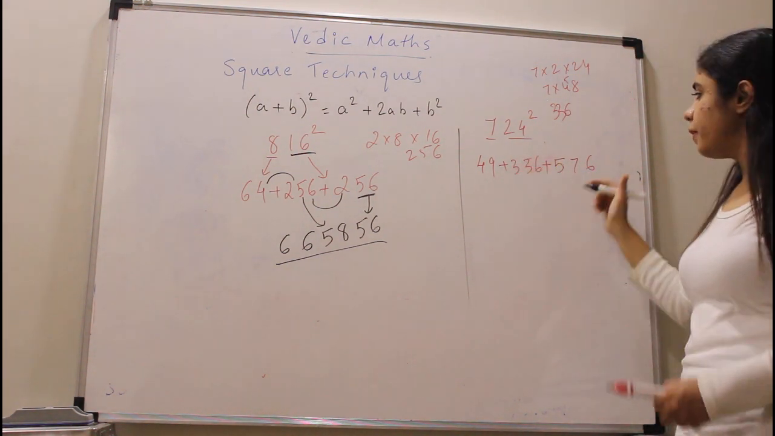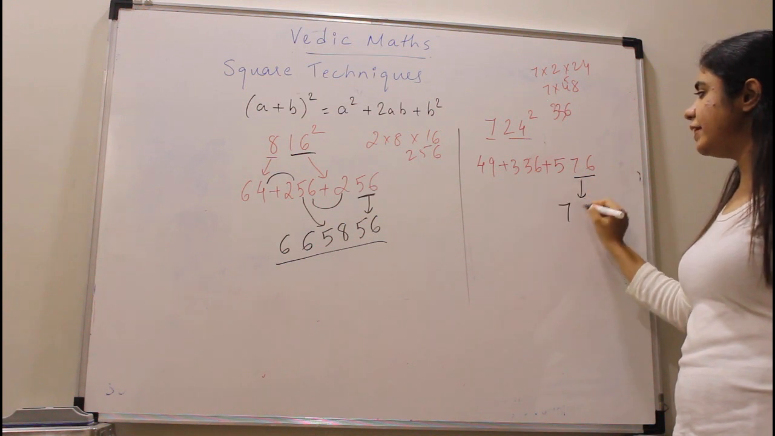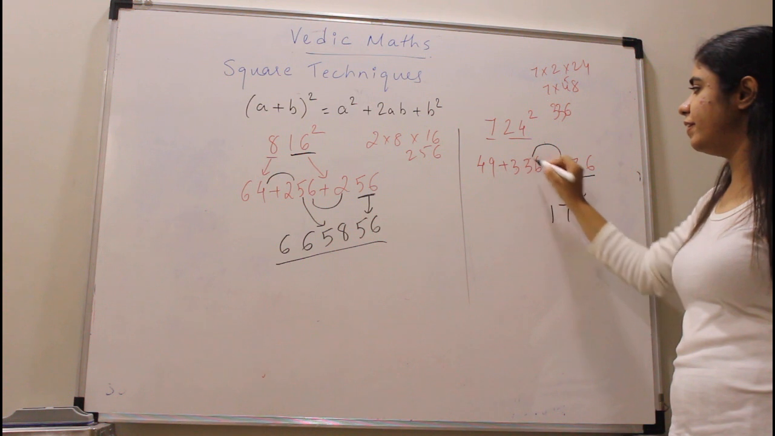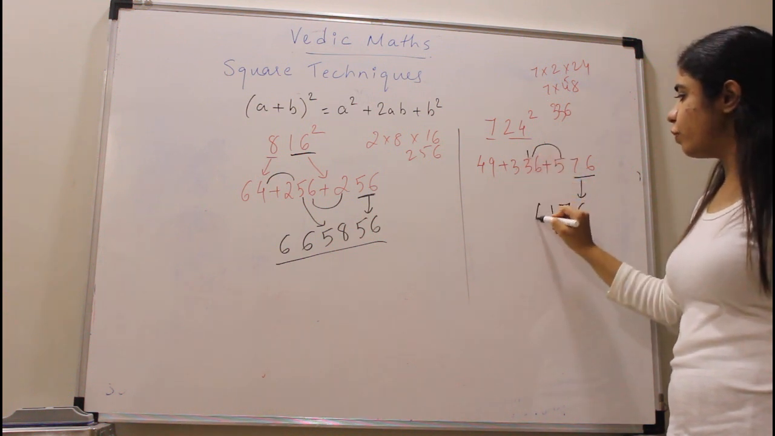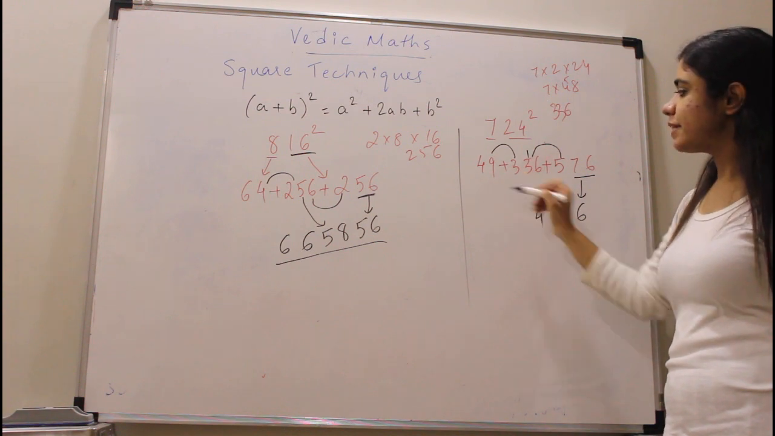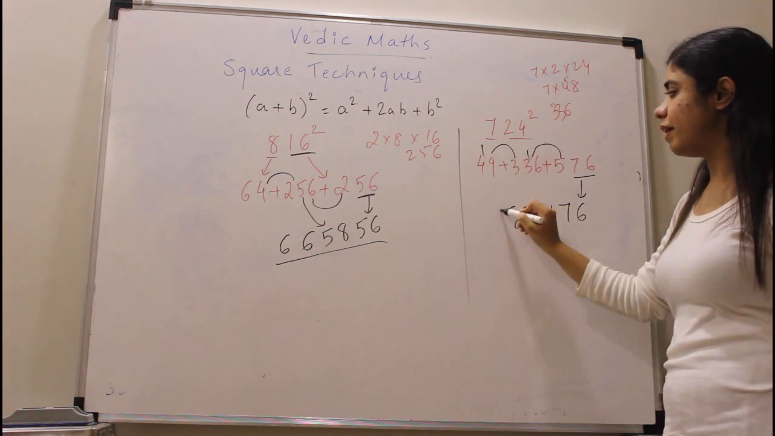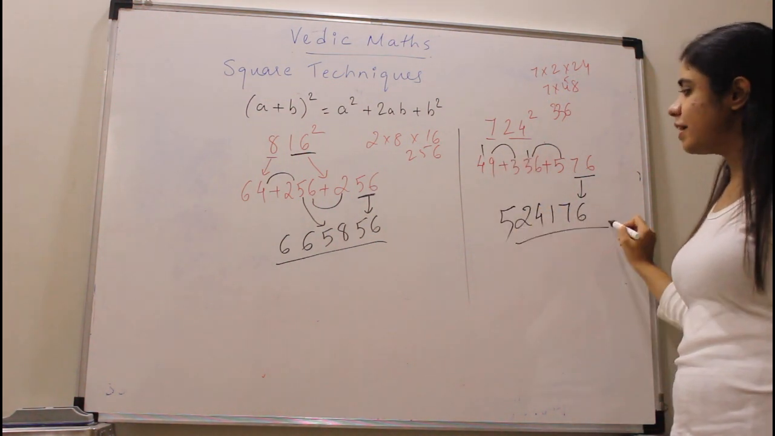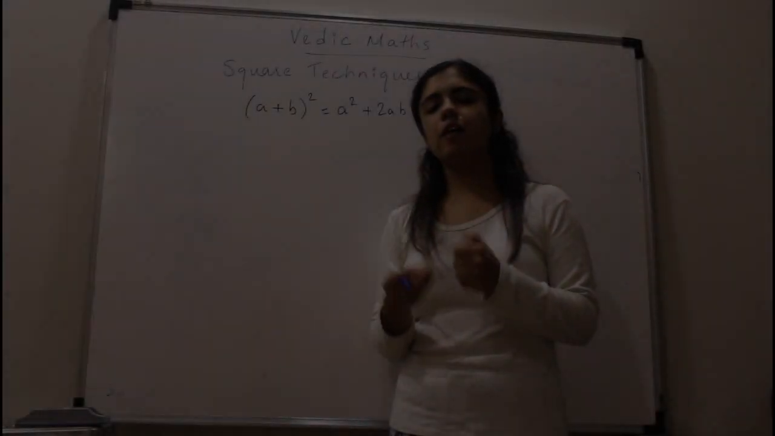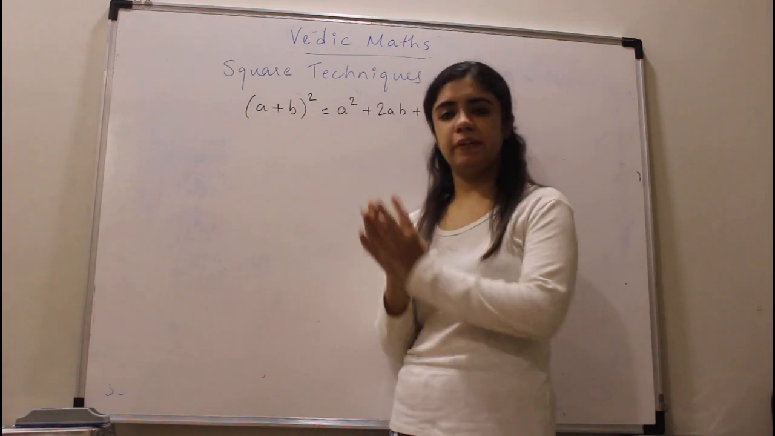What will we do now? 2 digits इधर से आएगा 76. 5 will get carried, 6 plus 5 is 11, 1 इधर आ जाएगा. This 4 will be as it is. 3 will get added, 3 plus 9 is 12 and this will become 5. So this is the answer for 724 square. Now let's take a couple of more examples by this method.